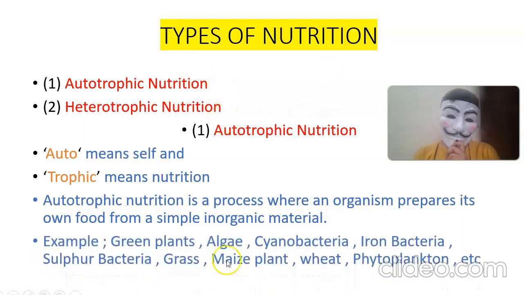Okay, so see, green plant, algae, cyanobacteria. Yeah, this is important. Cyanobacteria, iron bacteria, sulfur bacteria, grass. You must be knowing algae, green plants, maize plant, wheat, phytoplankton, and many more things. So as I told, green plants come in this, and in the exam this question usually comes for 3 marks: difference between autotrophic and heterotrophic nutrition with one example. So let's go ahead.